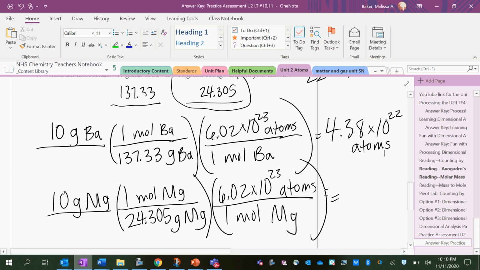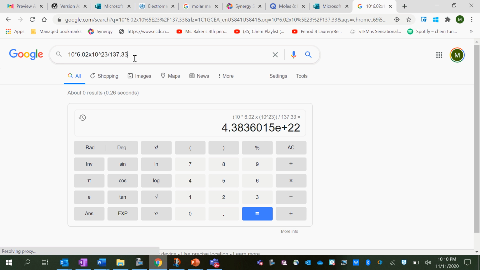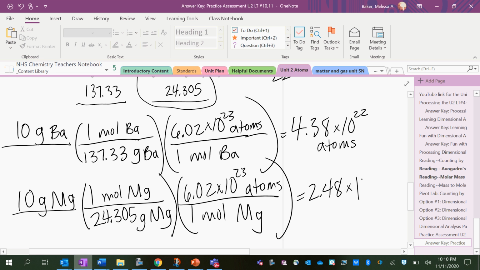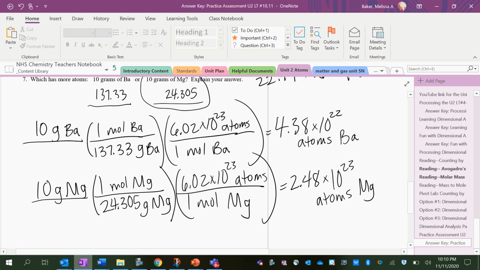Now let's do the other one. 10 times 6.02 times 10 to the 23rd divided by 24.305. 2.48 times 10 to the 23rd. So we were right. Oops, I should have labeled these with the chemical symbol too. So the 10 grams of magnesium contains more atoms.